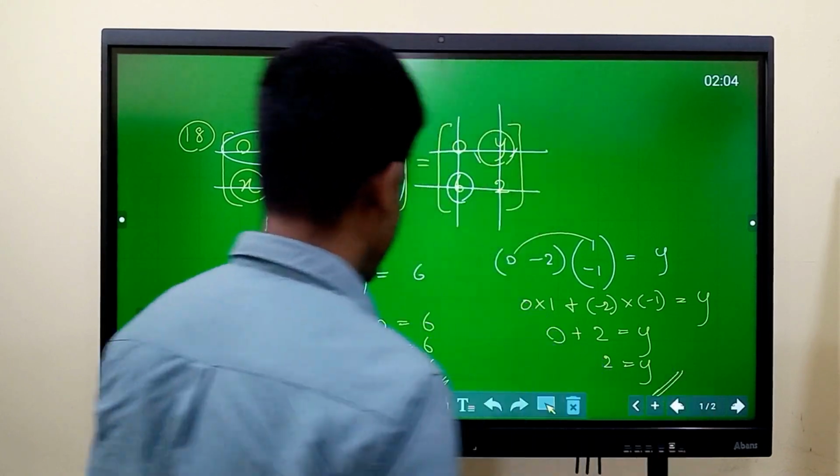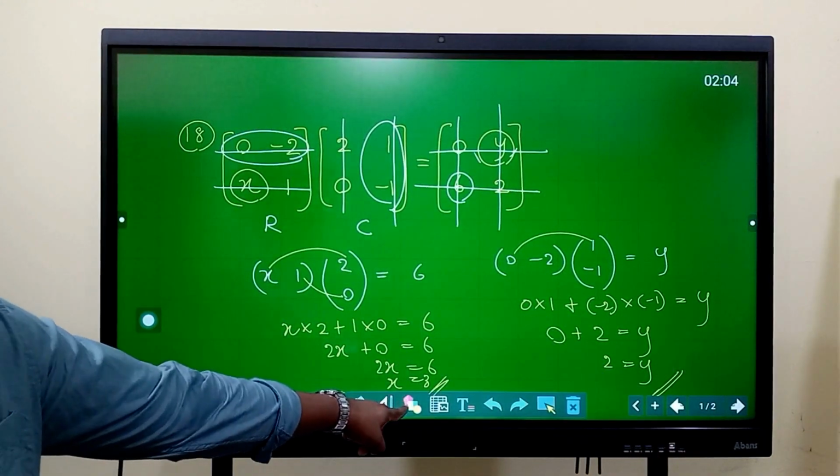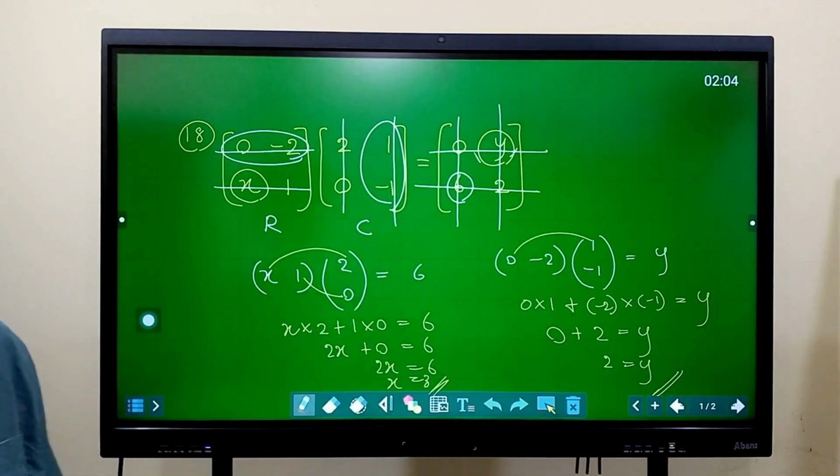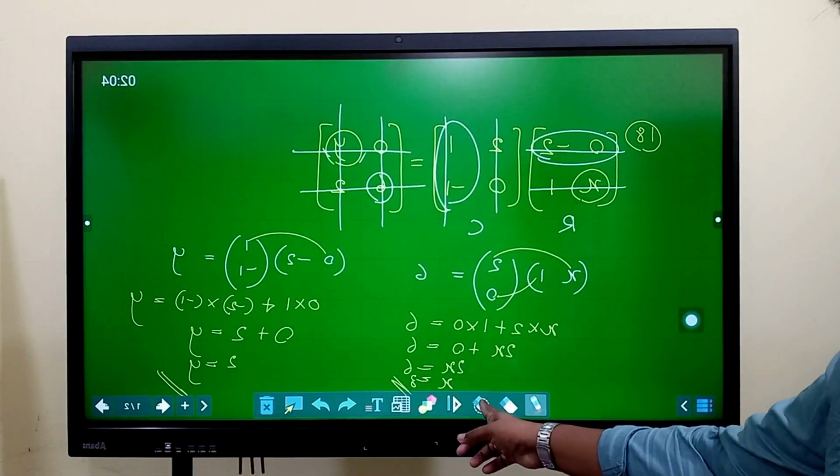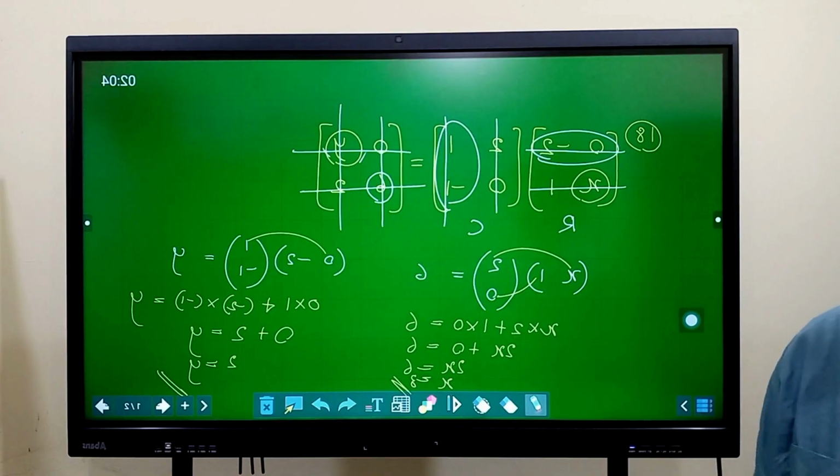Right, brother? These are the values. Here x equals 3 and here y equals 2. Right? These are 1 mark for each value, right? 1 mark for x and 1 mark for y.